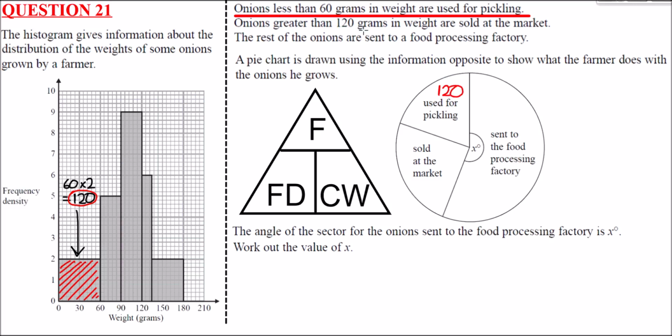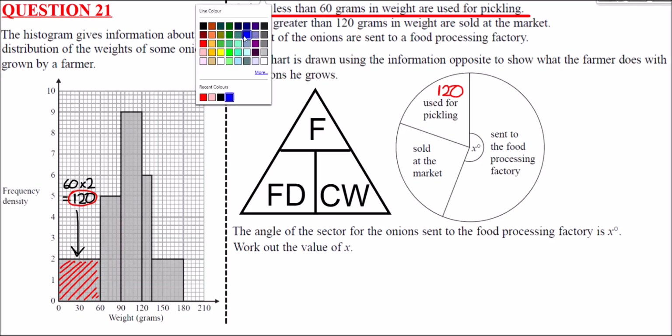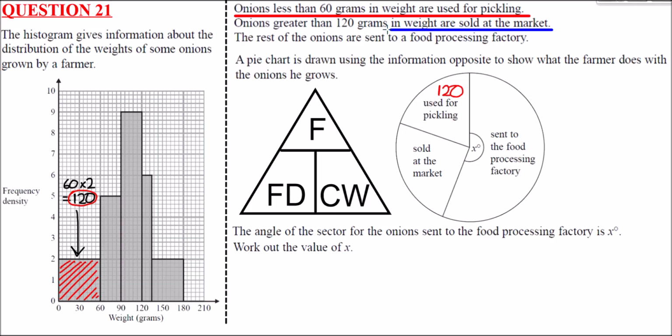But onions greater than 120 grams are sold at the market. So again, we need to think about this. So those sold at the market are all those greater than 120 grams. Now that's going to be the end two bars. This very thin, tall one, and this one at the very end. So we've got this bar here, and also the bar at the end.